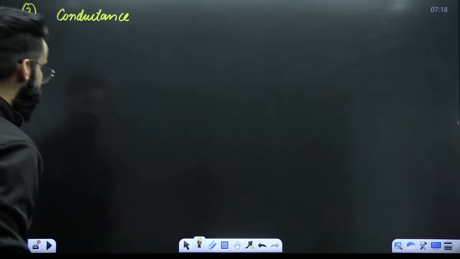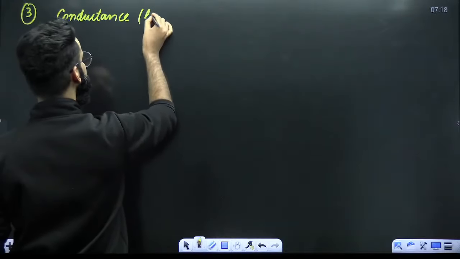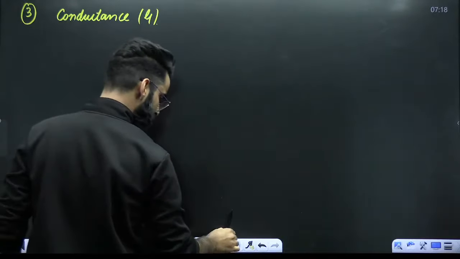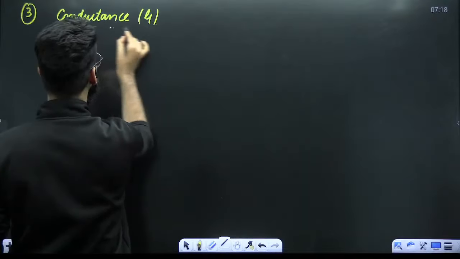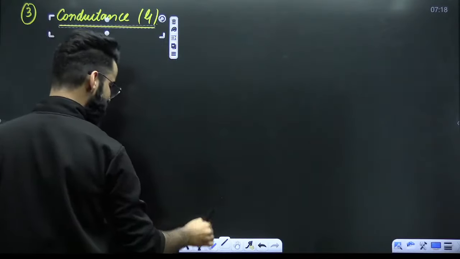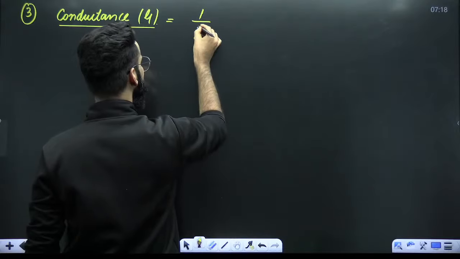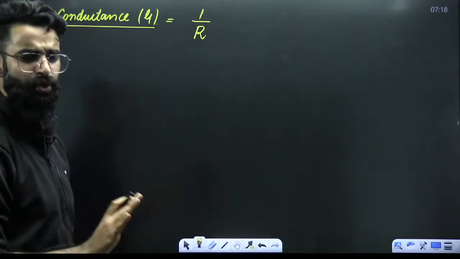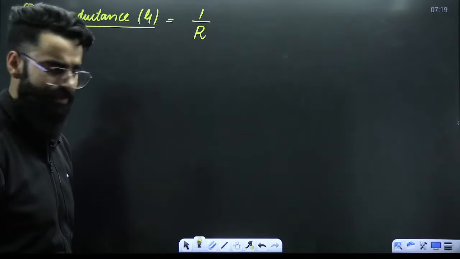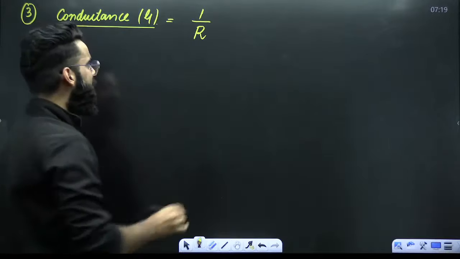It is conductance. Conductance is basically represented by G. How do you define this conductance? Conductance is defined simply as the inverse of resistance shown by the conductivity cell. Right? Inverse of resistance.